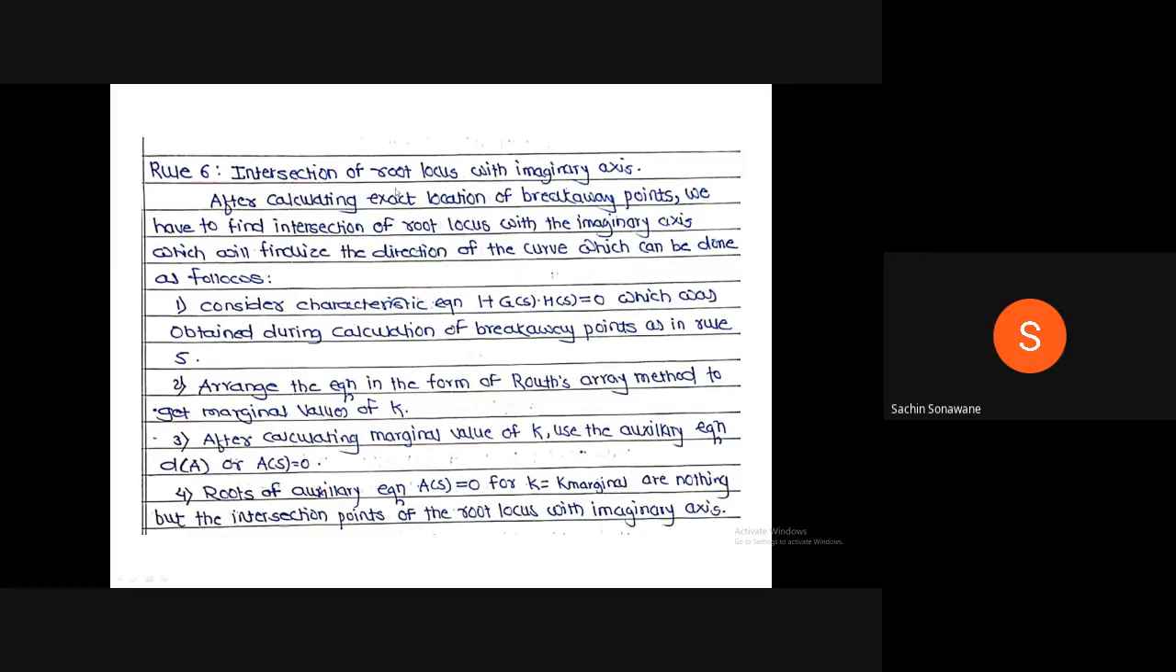Rule 6. Intersection of root locus with imaginary axis. After calculating exact location of breakaway points, we have to find intersection of root locus with the imaginary axis, which will finalize the direction of the curve, which can be done as follows. First, consider characteristic equation 1 plus G of S into H of S is equal to 0, which was obtained during calculation of breakaway points as in rule 5. Arrange the equation in the form of Routh's array method to get marginal value of K.